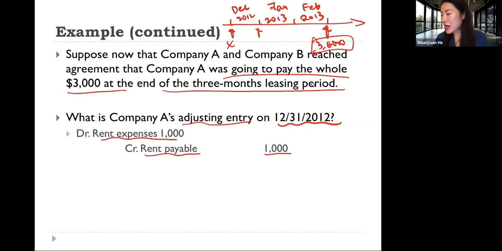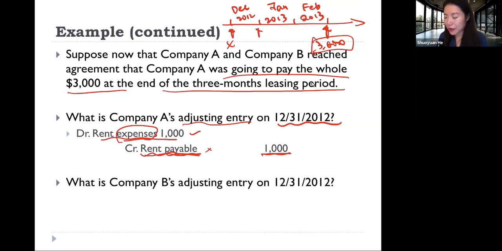So in this situation, company A has used the building for one month. So the expense has occurred. However, the payment hasn't occurred. So this is a rent payable. It is a liability for company A for 1,000. And how about company B? What is company B's adjusting entry on December 31st, 2012?